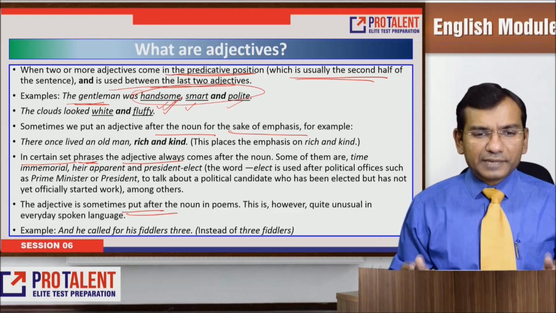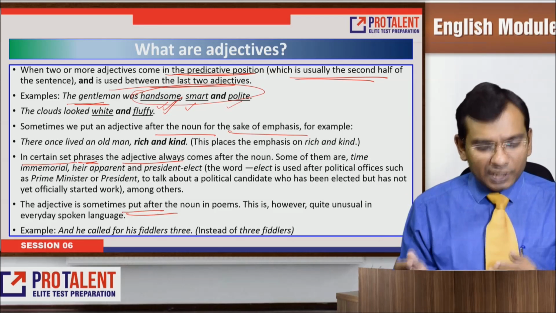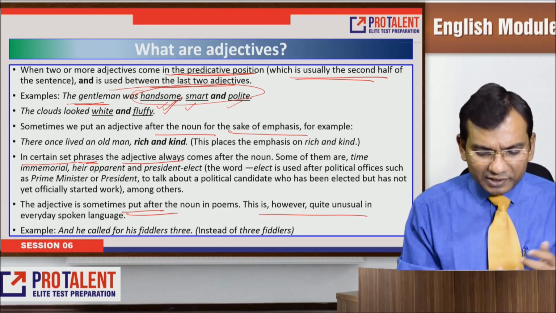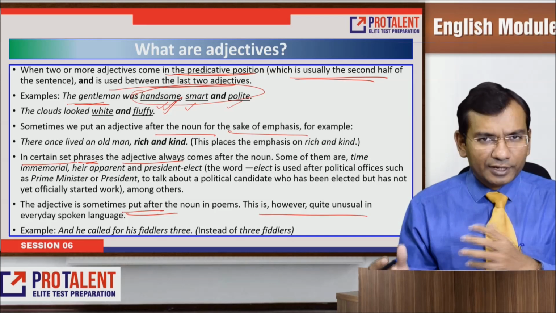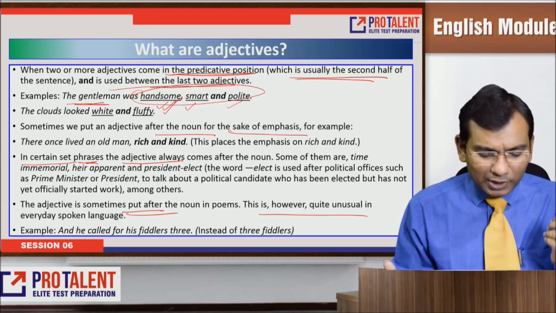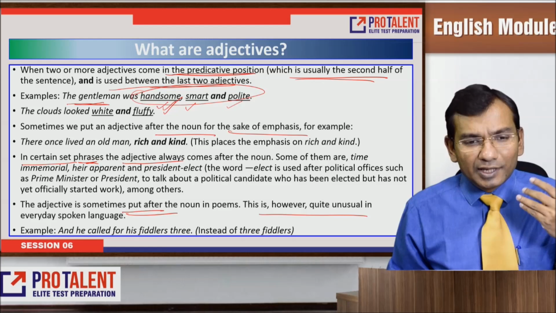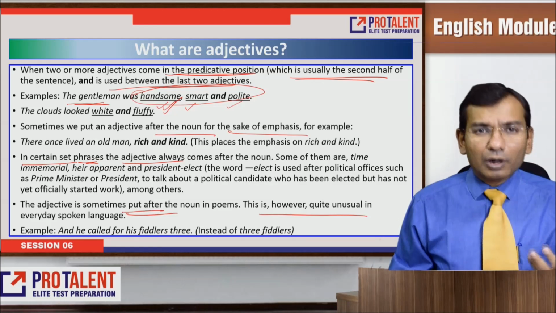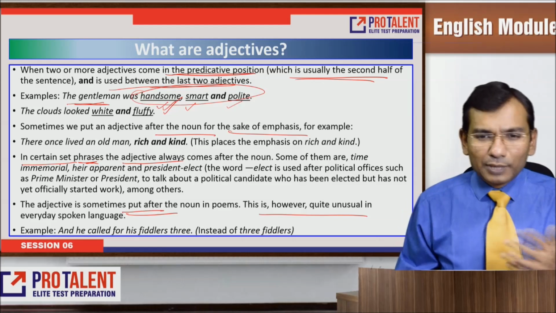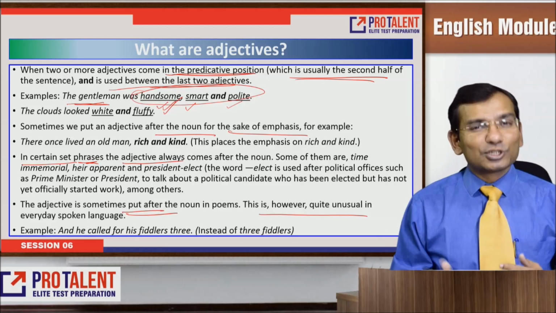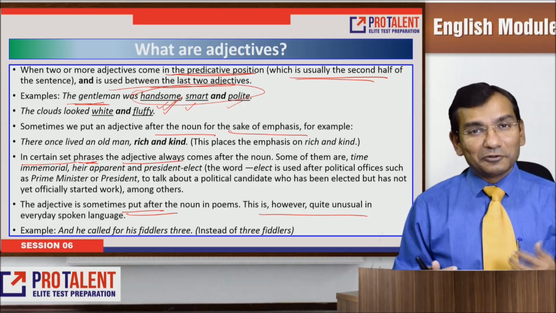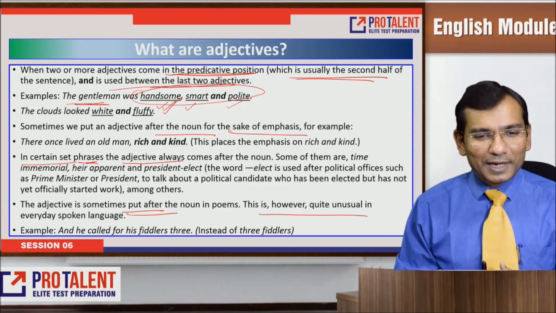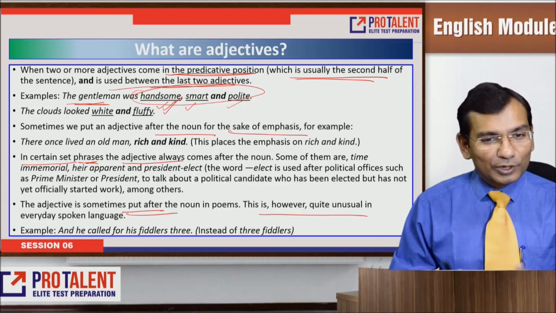The adjective is sometimes put after the noun in a poem. This is however quite unusual in normal everyday speech, but in poems it is possible. For example, and he called for the fiddlers three. So actually he called for three fiddlers, but ये poem में चलता है. So this is basically called creative freedom. पोएट के पास ये क्रिएटिव फ्रीडम है और ये कर सकते हैं.